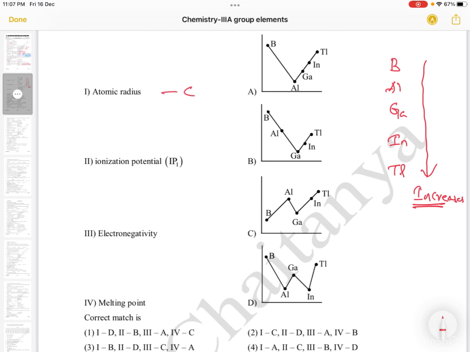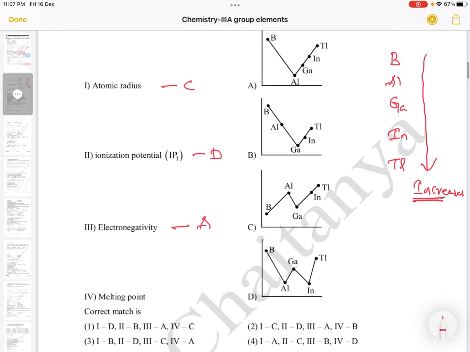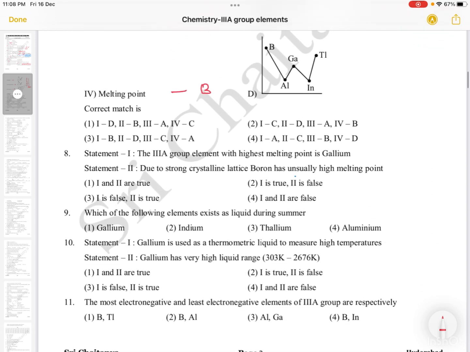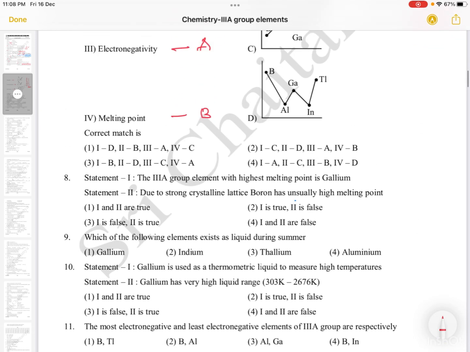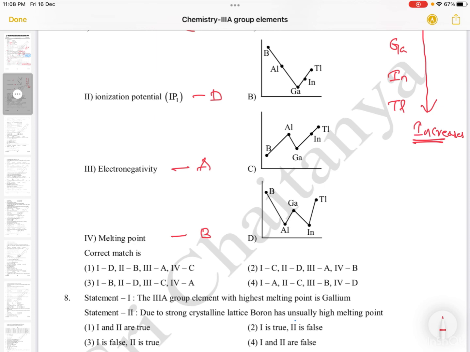So one is C. Ionization enthalpy values, if you see, D is correct. And electronegativity of boron is more. So in the given graphs, A is correct for electronegativity, and B is the answer for the fourth one, melting point order. Next. So option is CDAB. CDAB, second one is right.